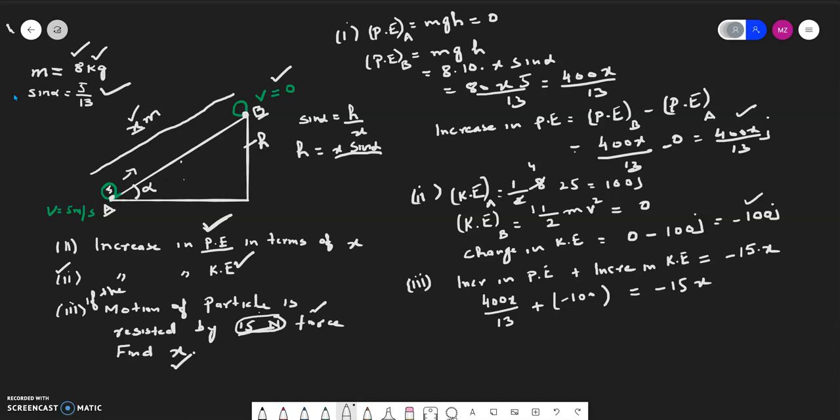Now if you simplify this expression, you will get 30.8x minus 100 equal to minus 15x, and this will become 30.8x plus 15x is equal to 100, so 45.8x is equal to 100, and x will be equal to nearly 2.18 meters. So this is the value of x.